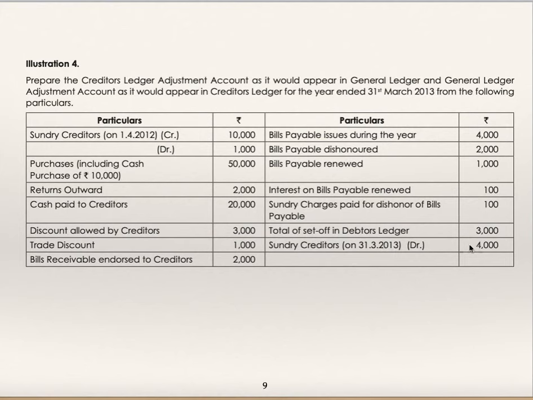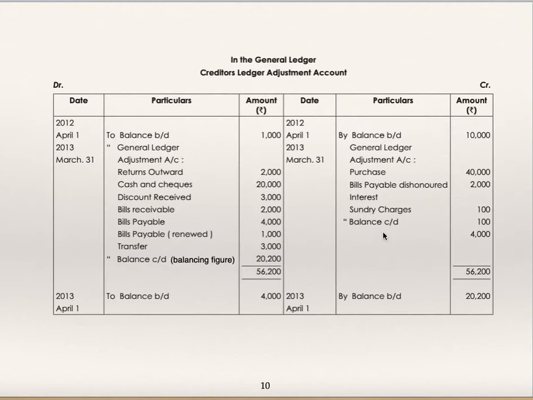Sundry creditors closing debit. So that means the debit side is more than the credit side. So this is to be entered on the credit side as by balance carried down 4,000. To balance carried down is the balancing figure. The same balance will be carried forward in the next period. 1st April, by balance brought down 2,200. To balance brought down 4,000.